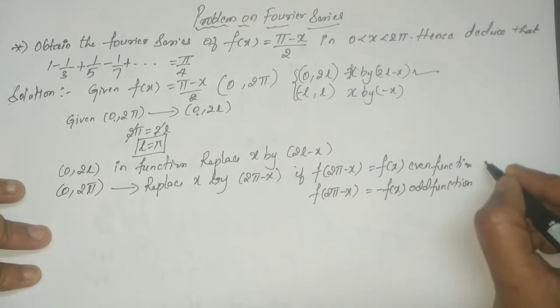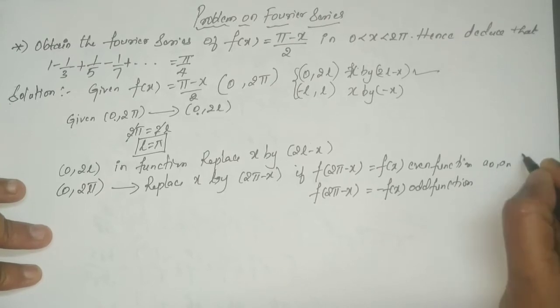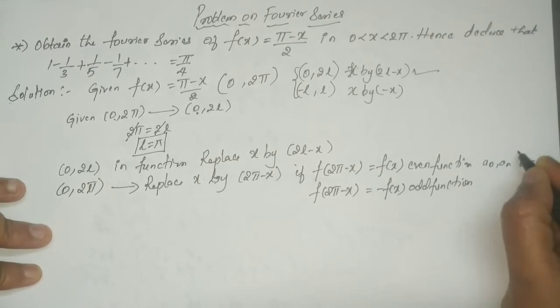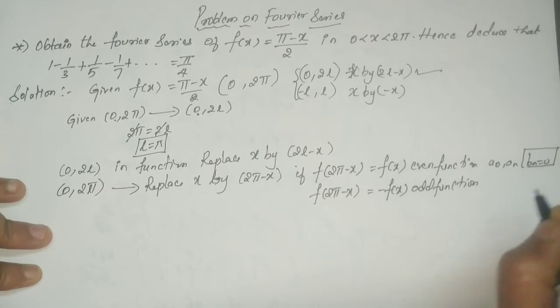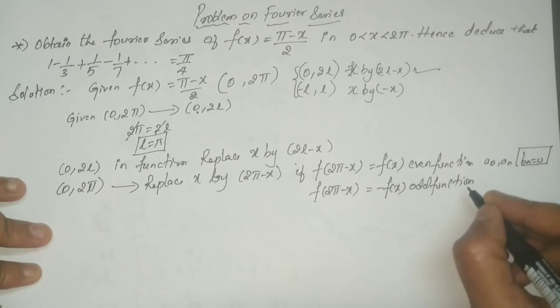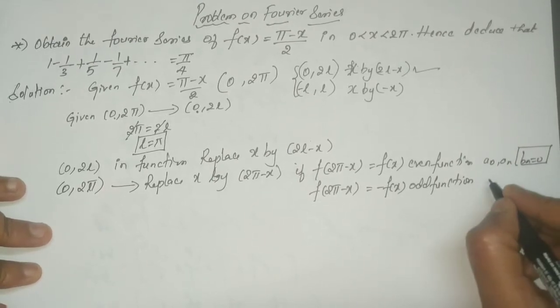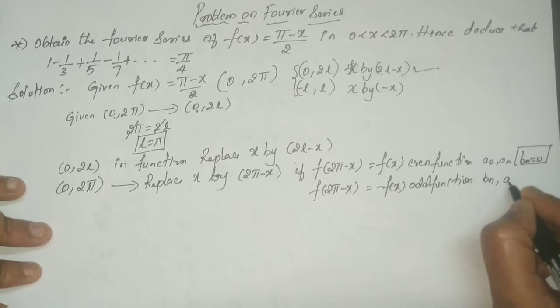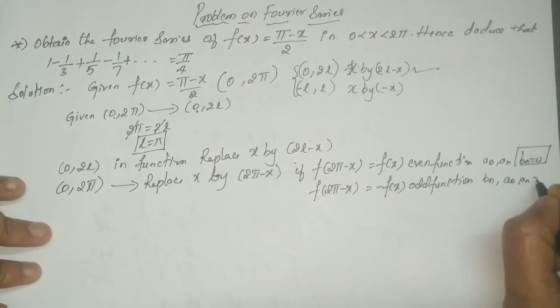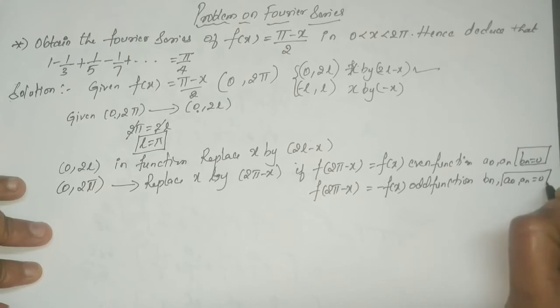If it is an even function, find only a0 and an. bn will be 0. Why? Because bn is an odd term. If you find a function to be odd, then you have to just find bn. a0 and an will be 0 as they are even terms.